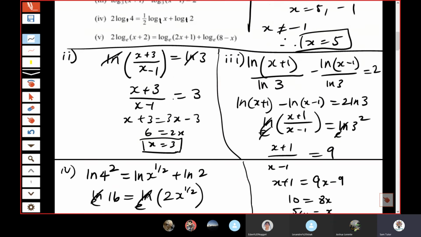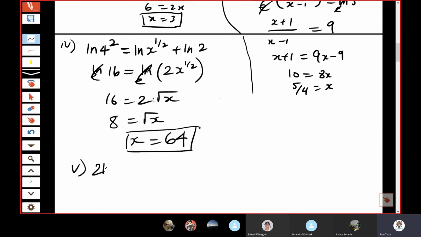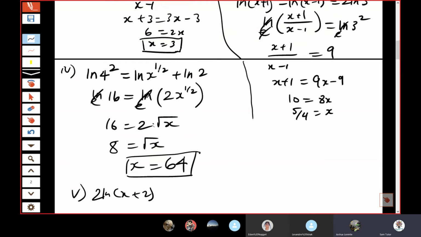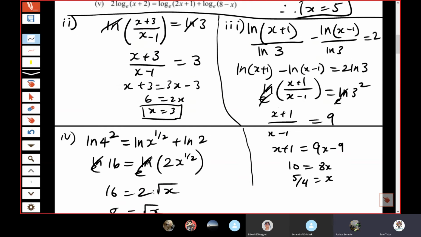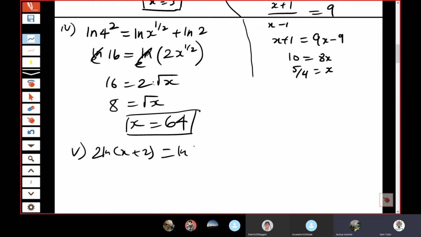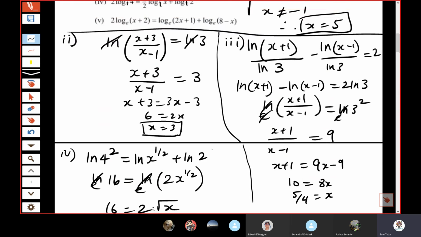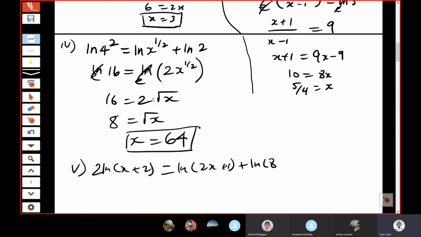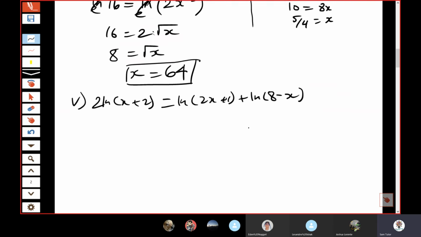Let me see: 2 ln x plus 2 equals log 2x plus 1 plus ln 8 minus x. All right, Lisa, let's do this. This one's a hard one, so let's go. What are you going to do with the 2? You make it a power. Yep, so this side's pretty much done.